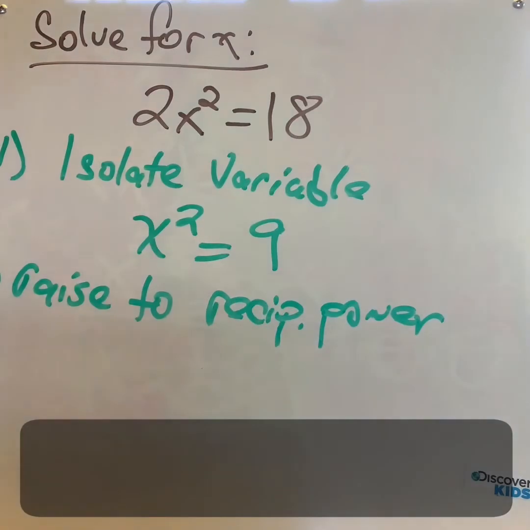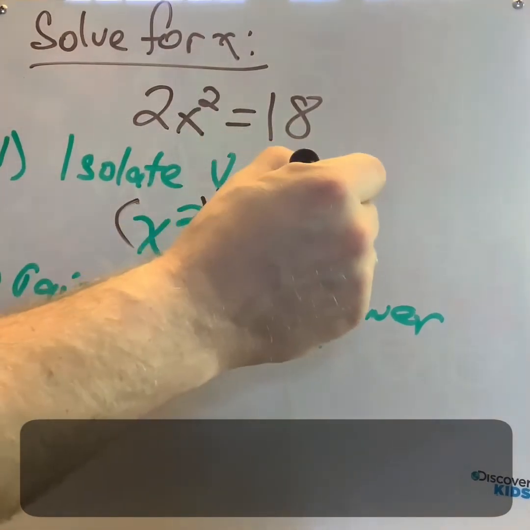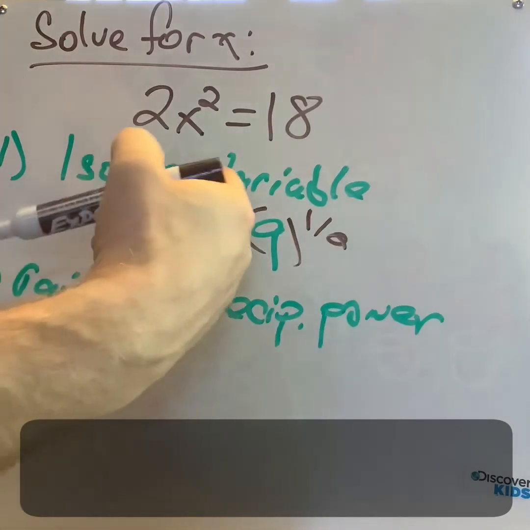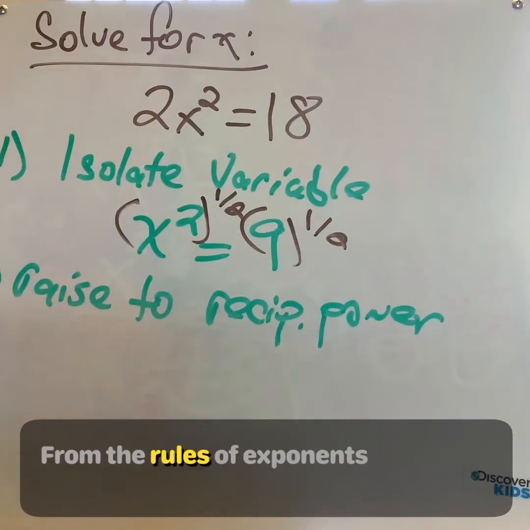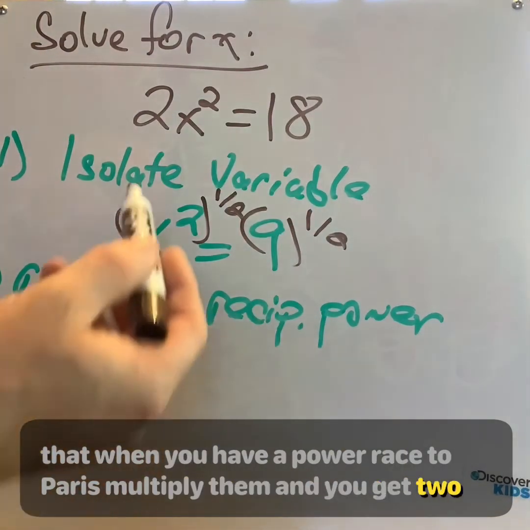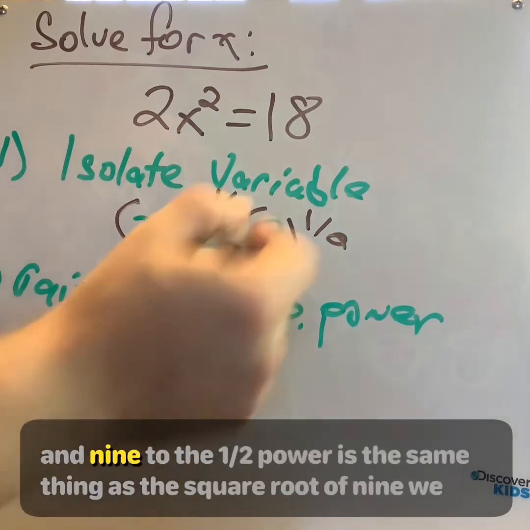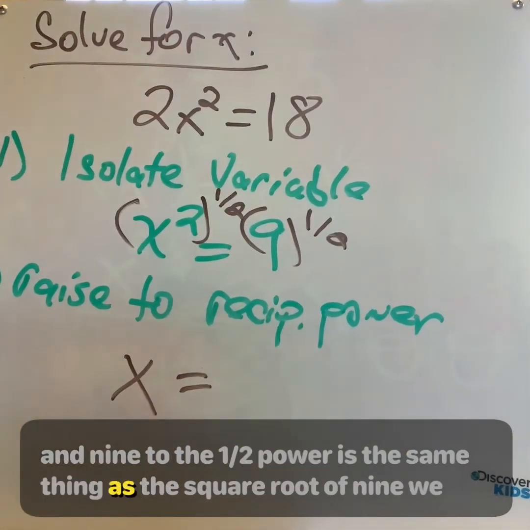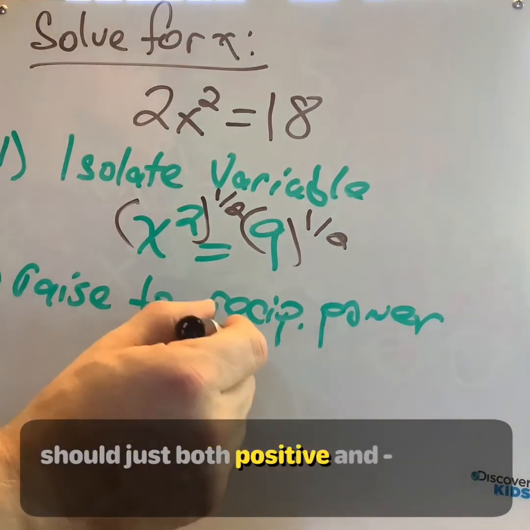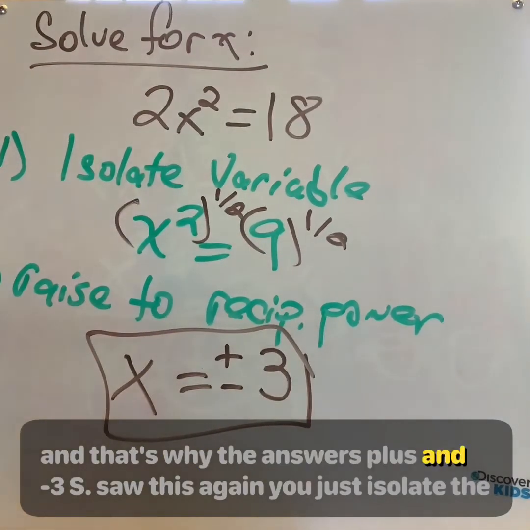So we just spoke about how the reciprocal of 2 is 1/2. So you're going to raise both sides to the 1/2 power. And we get x squared to the 1/2 power. We know from our rules of exponents that when you have a power raised to a power, you multiply them. And you get 2 times 1/2, which is just 1, or x. And 9 to the 1/2 power is the same thing as the square root of 9, which is both positive and negative 3. And that's why the answer is plus or minus 3.